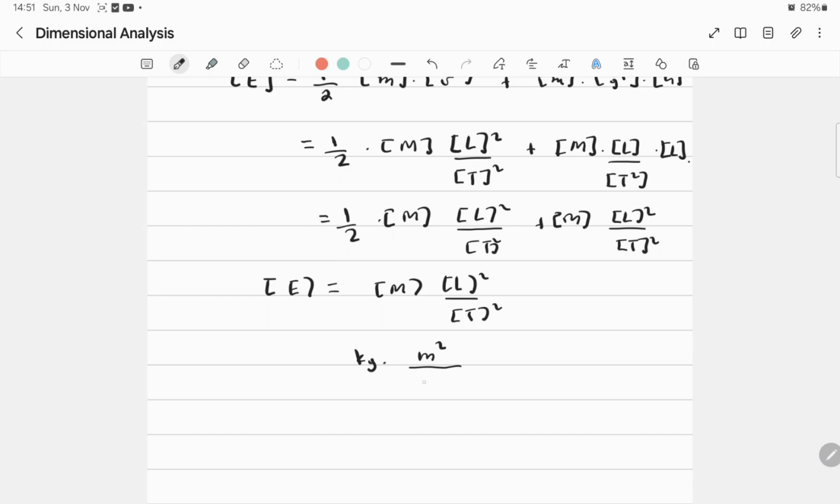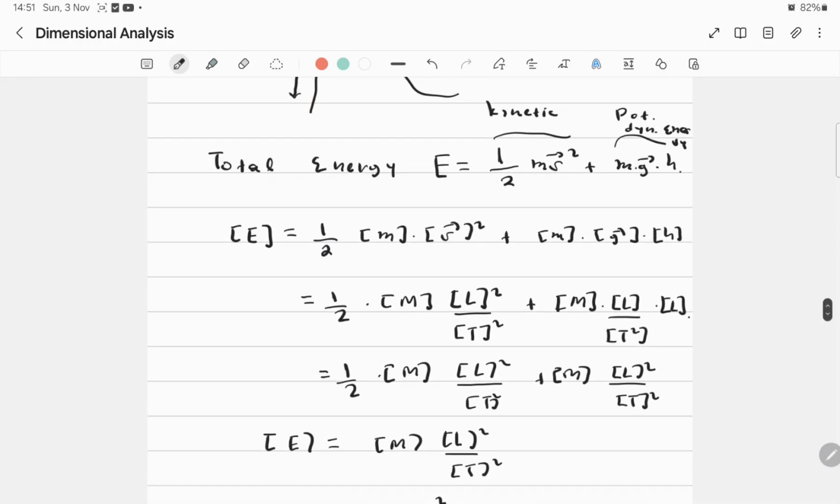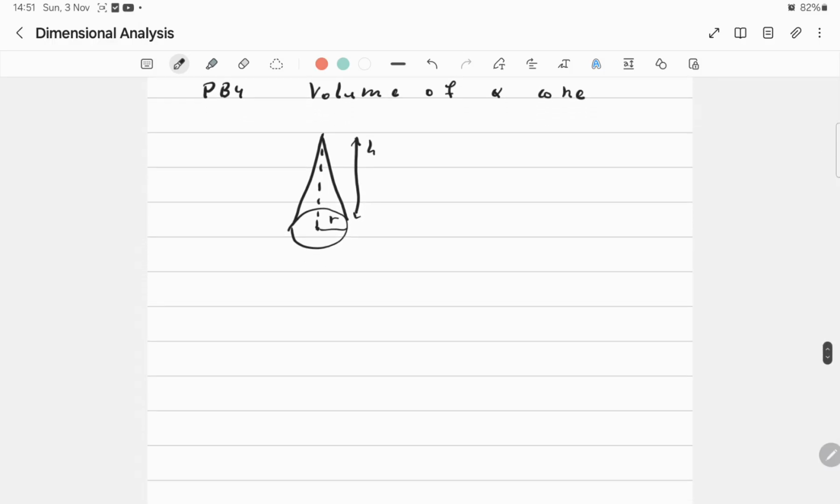over second squared. SI system. So the formula makes physical sense. We have the mass, the speed, the acceleration of gravity, and h. These parameters determine the total energy in this case.